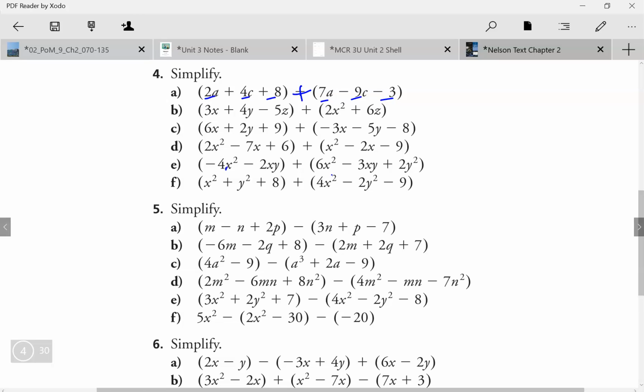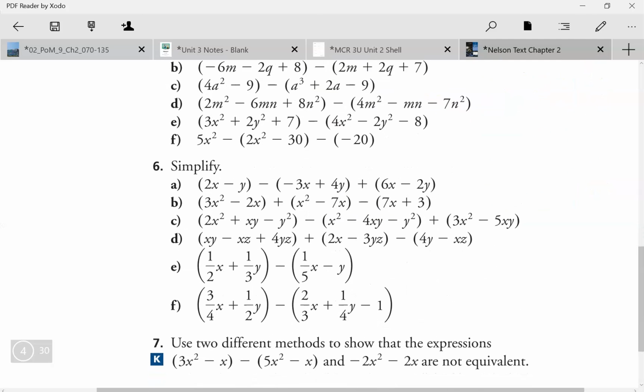Question 5 is interesting because there's subtraction. There's just one extra step here where you distribute this negative sign throughout this thing while removing the brackets. So this becomes m minus n plus 2p, that stays the same, but then you have to do minus 3n minus p plus 7, because we changed the sign, the negative gets distributed. I've removed the brackets. I can now collect like terms and add.